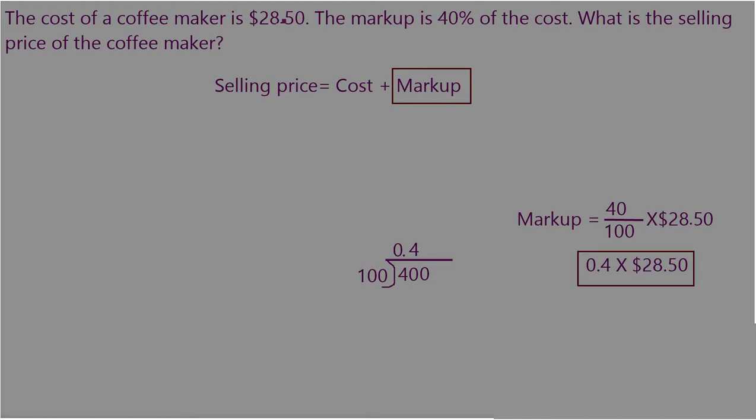Multiply 0.4 times 28.50. We multiply without the decimal points. 4 times 0 gives 0. 4 times 5 gives 20, we bring 0 down and place 2 above 8. 4 times 8 gives 32. 32 plus 2 equals 34. We place 4 below 8 and place 3 above 2. 4 times 2 equals 8, plus 3 equals 11.